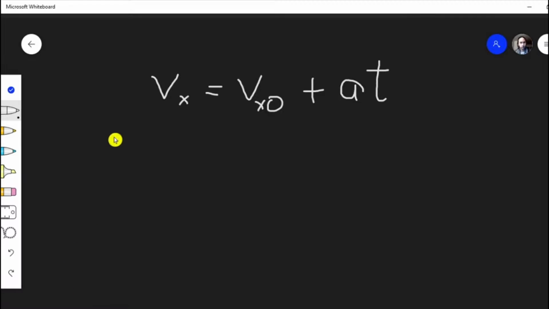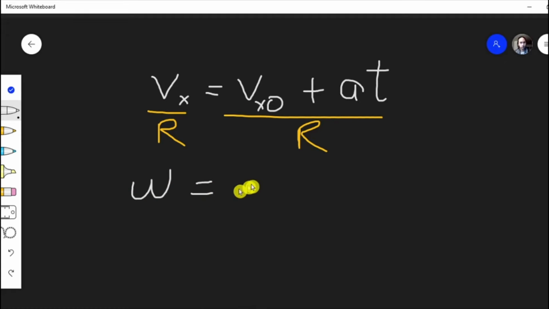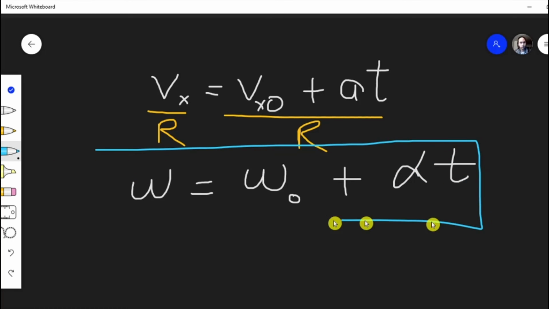Now let's go back to the very first equation on the equation sheet. V equals V0 plus at, and then you simply divide it by r on both sides, and you get omega equals omega 0 plus alpha, the linear acceleration divided by radius, not actually alpha, then times this, and you have it.